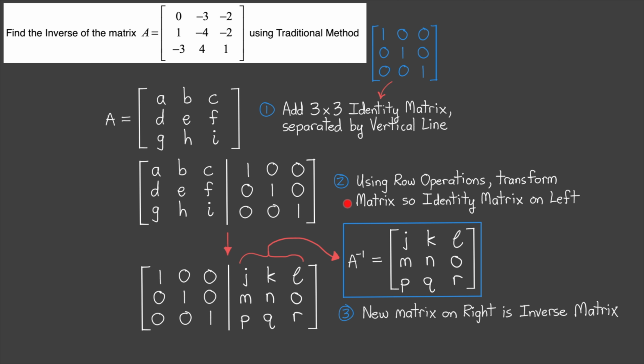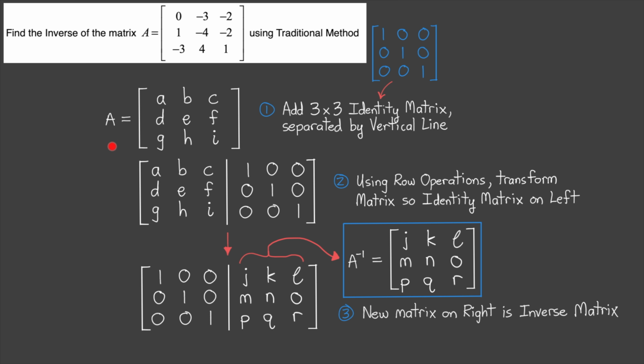Step number 2 involves many steps, so I don't want to oversimplify it and make it seem very easy by just writing that, but it actually consists of many steps, and we'll go through this example in a minute. Once you transform the left side into the identity matrix through a series of row operations, whatever numbers are on the right, that is our inverse matrix. So this matrix right here would be A to the negative 1, or the inverse of matrix A. All right, so it's that simple.